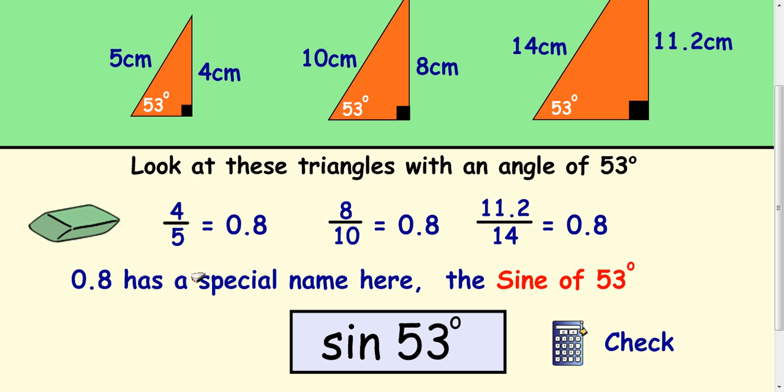Now again, 0.8 has a special name here. Instead of being the tan of 53 degrees, we call this the sine of 53 degrees because we're not using the same ratio as last time. We're doing opposite and hypotenuse. Again, this works with any triangle between 0 and 89 degrees. If you divide the opposite and the hypotenuse, you will get the same answer as long as the angle and the triangles are exactly the same. And if you're using your calculator just now, if you type in sine 53, you should get roughly 0.8.